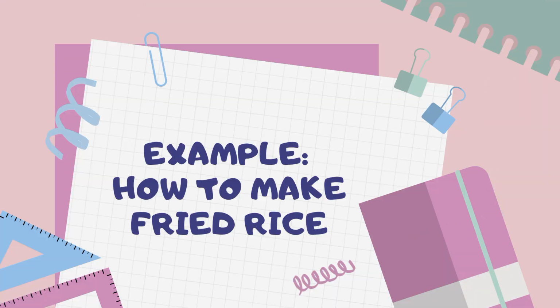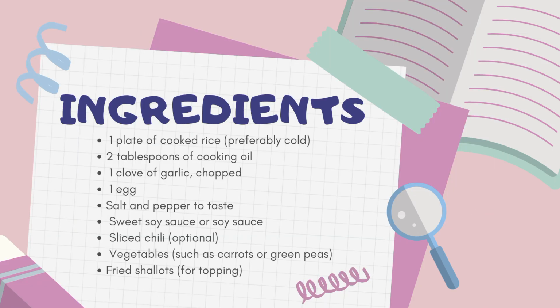So, the next are the ingredients and tools for making fried rice. Ingredients: 1 plate of cooked rice, preferably cold. Second, 2 tablespoons of cooking oil. Third, 1 clove of garlic, chopped.